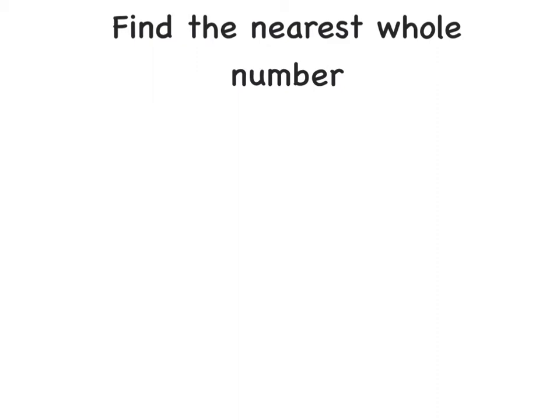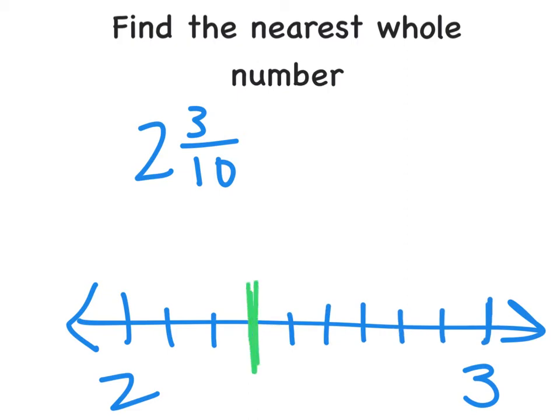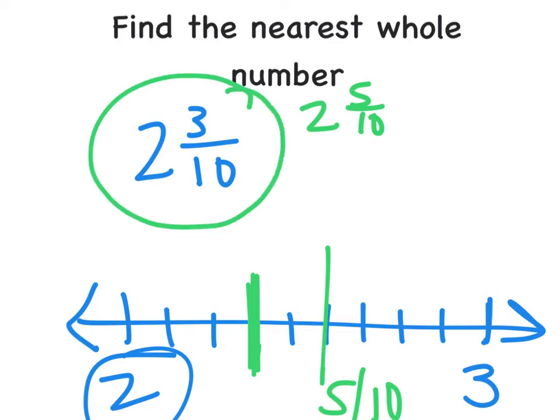Let's look at another example. If I have 2 and 3/10, again, I can draw my number line. 2 and 3/10 falls between 2 and 3. 1, 2, 3, 4, 5, 6, 7, 8, 9. There are my tenths. So 2 and 3/10 would be right here. Either you can look at it visually, that does look closer to 2, or again, we could think about what half would be. Half would be 5/10. So 2 and 5/10 would be 2.5. So this is smaller than 2.5, so it goes down to 2 rather than up to 3.